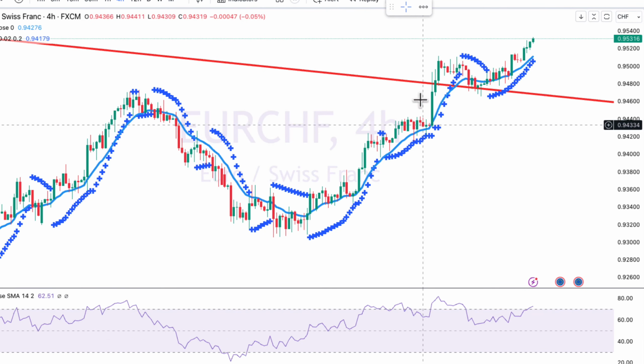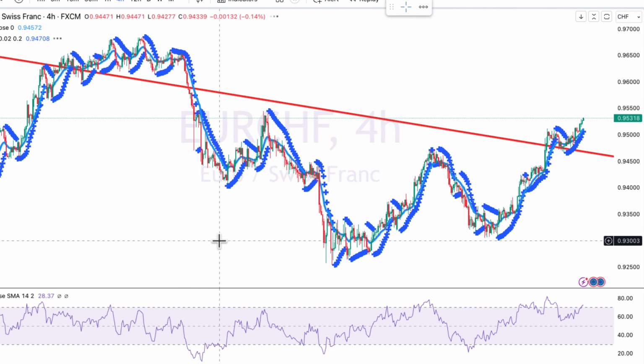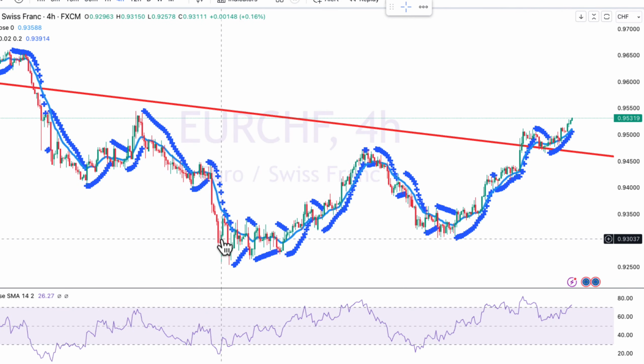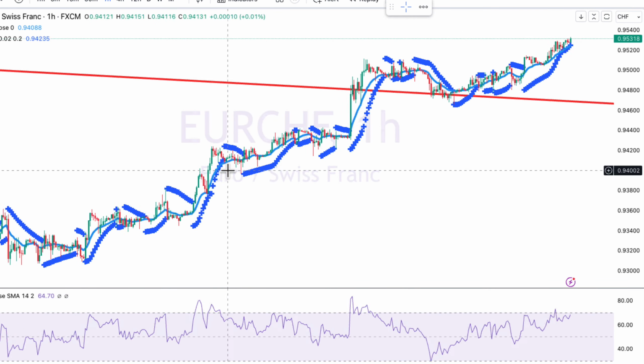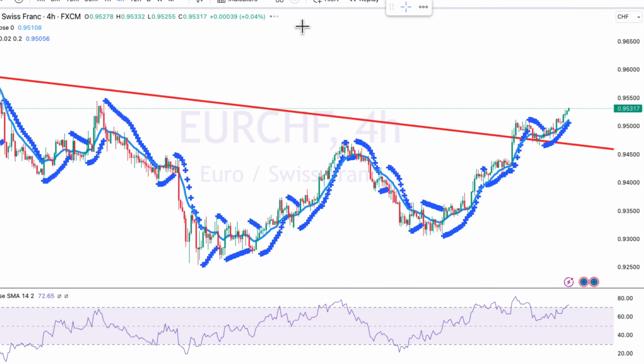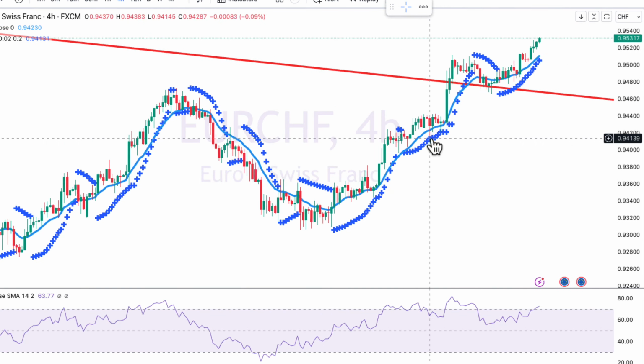On a 4-hour chart, same thing, a sideways pattern, then moving higher. So now the question always comes down to: which time frame should I trade on? Lately, with a low volatility environment, I like to be on a higher time frame. So I like to be on a 4-hour chart.